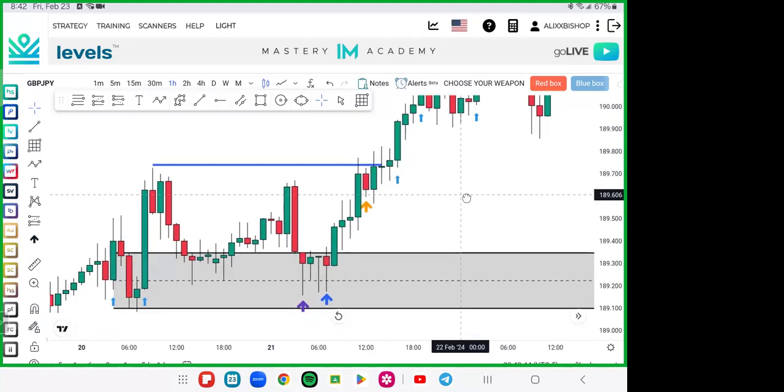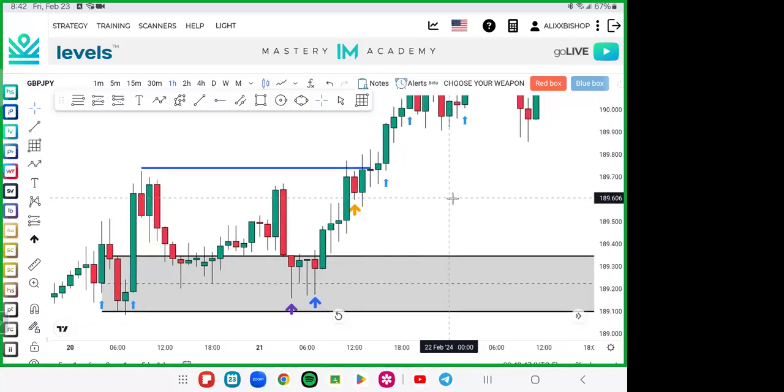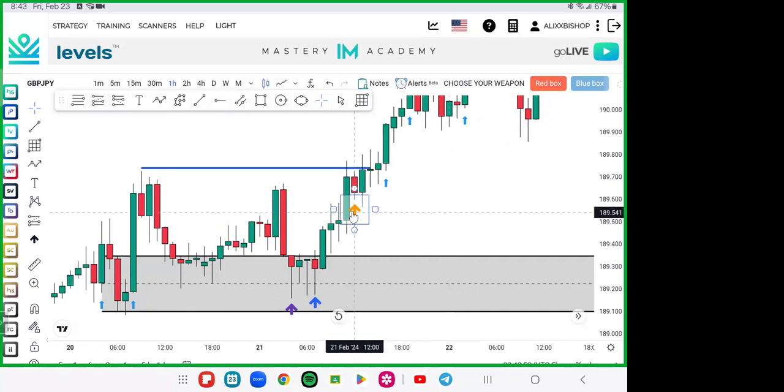Which one's going to be my starting point, guys? What color? Red candle. What arrow? It is orange. Let's go, baby. Yes, my starting point is going to be my orange arrow.